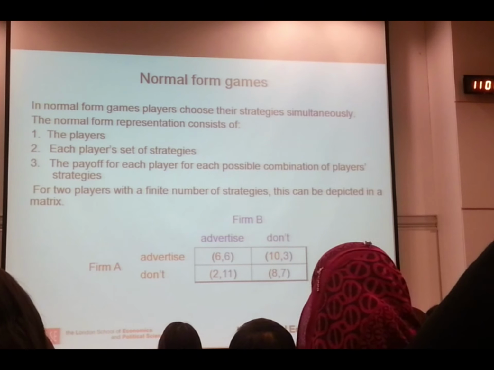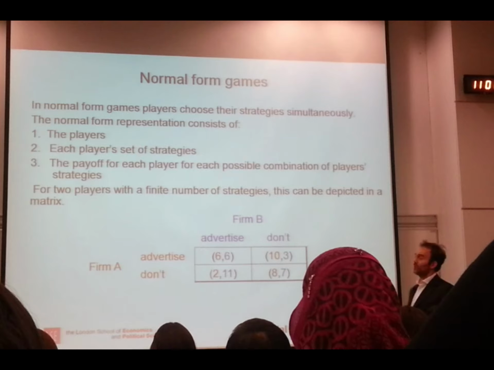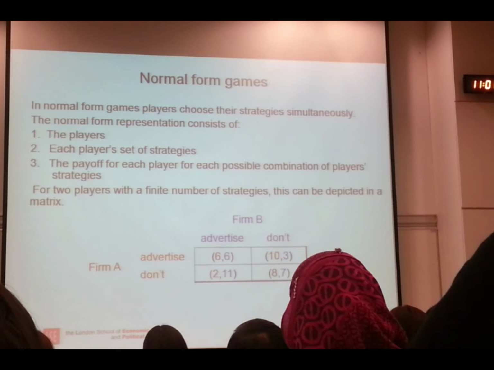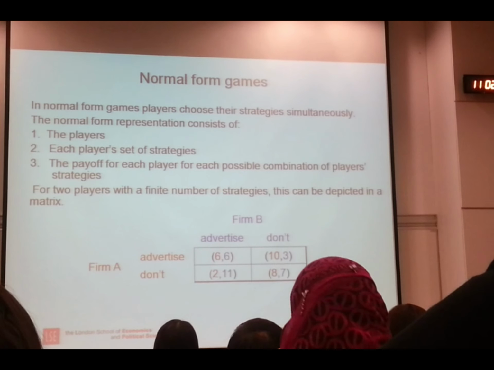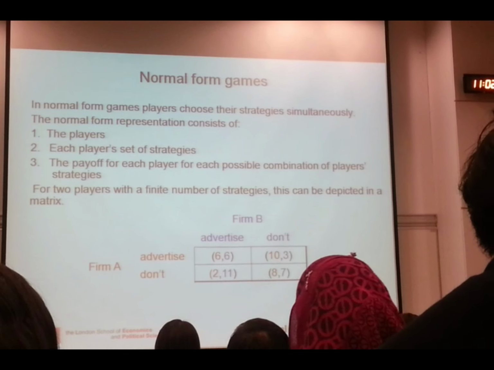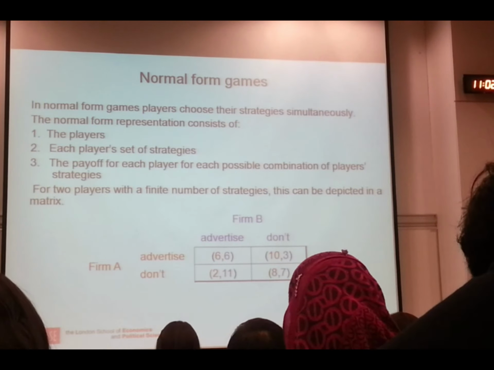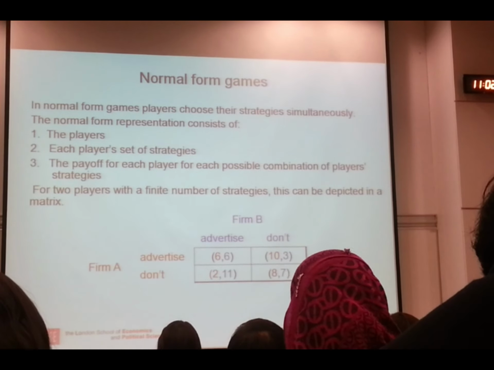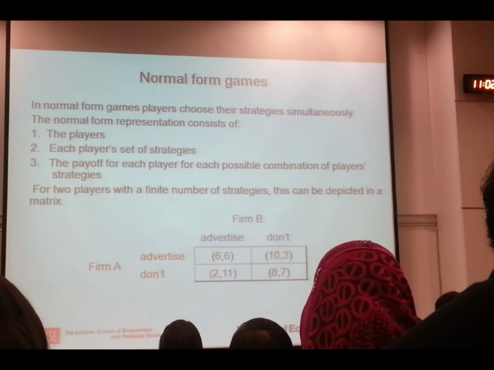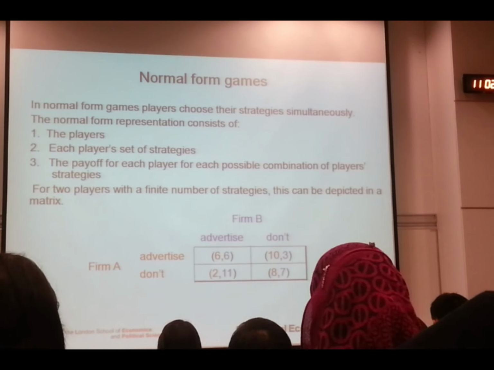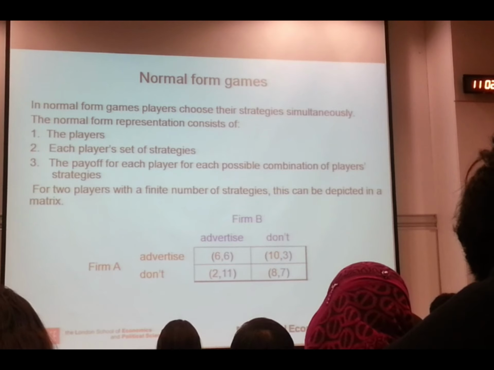Now, there are several ways of representing games. I guess the most common one is the normal form of a game. In normal form games, we assume that players choose their strategies simultaneously. The normal form representation consists of players, each player's set of strategies, and the payoff for each player for each possible outcome. The form we know best is two players with a finite number of strategies, because then we can draw it out.